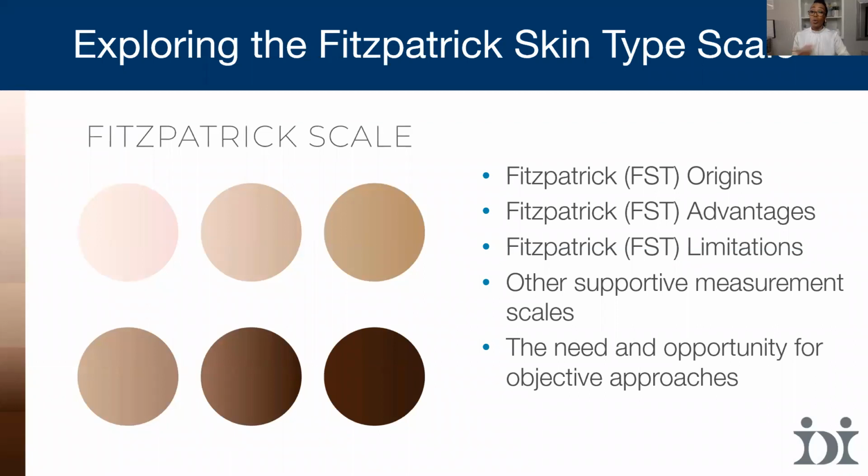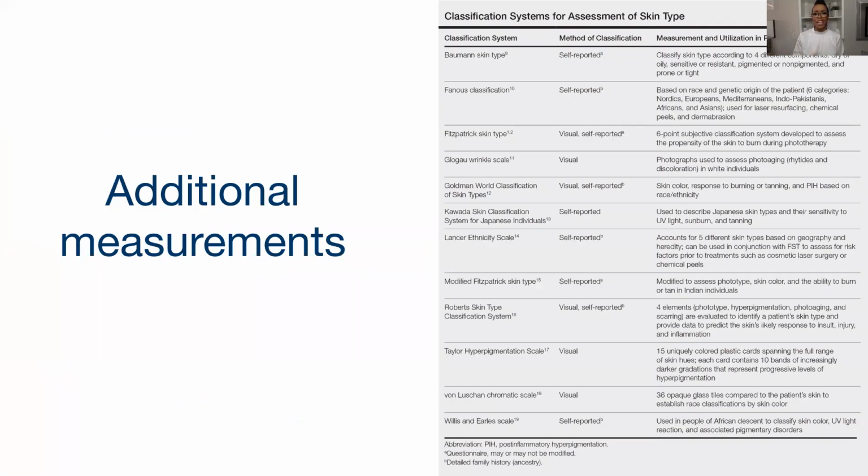And so we suggest, and many of you have already incorporated many, if not a few more of these, other supportive measurement scales. I know this is tiny, but it's so good. I'm just going to list a few. There are so many. You can go online and research it yourself, but additional measurement scales that support Fitzpatrick, support your discernment and your expertise, are like Roberts scale, the Taylor hyperpigmentation scale, the Lancer ethnicity and race scale.